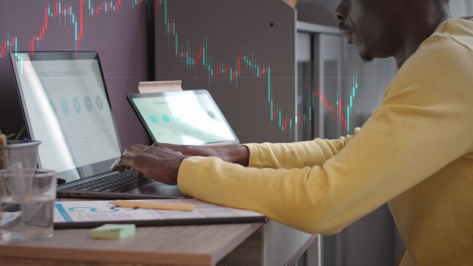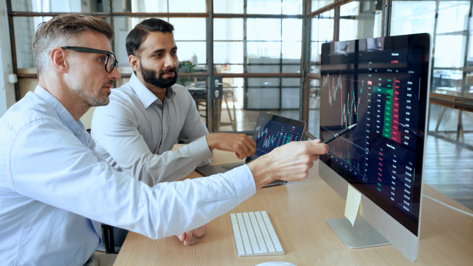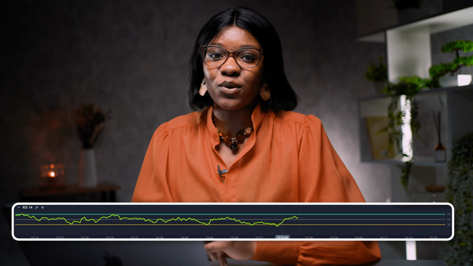RSI stands for Relative Strength Index. It helps traders track price changes and show them in percentage terms from 0 to 100%. You'll find it in the field below the main chart.